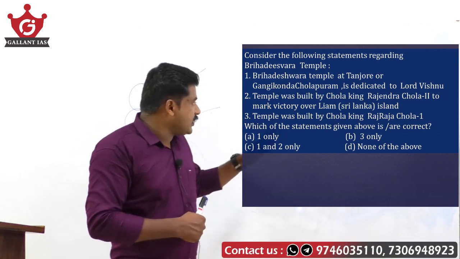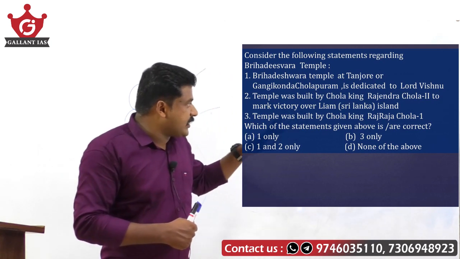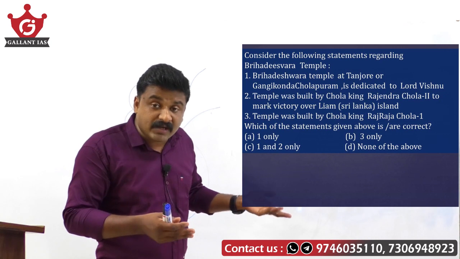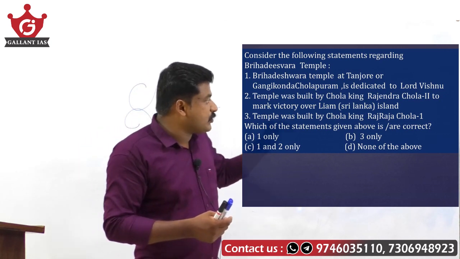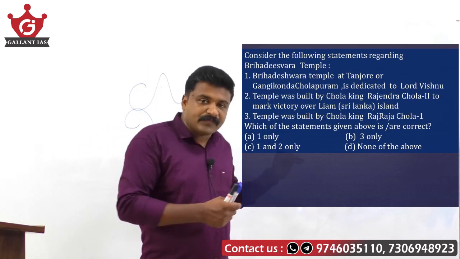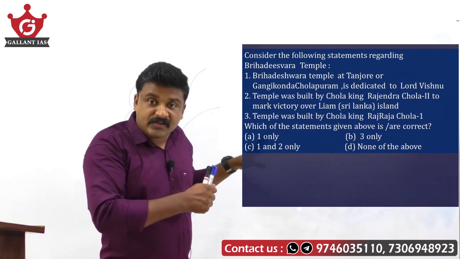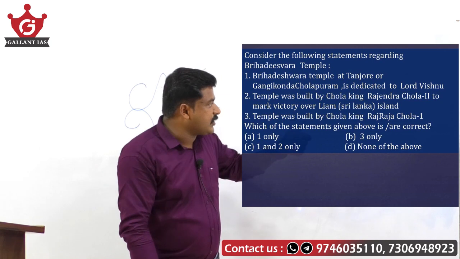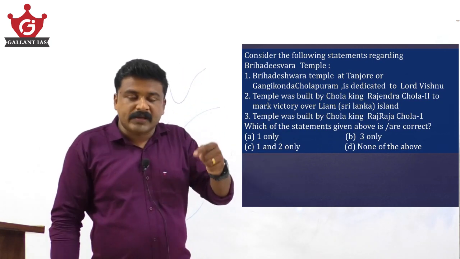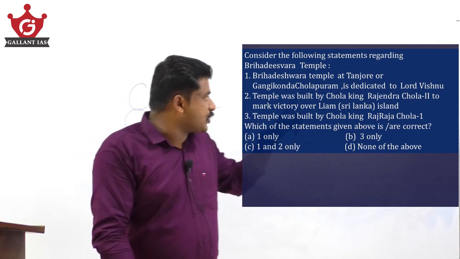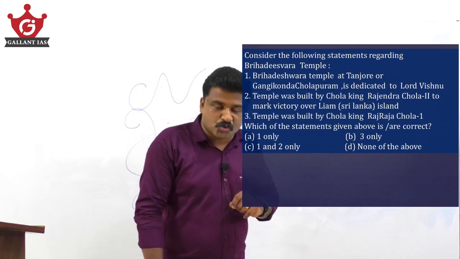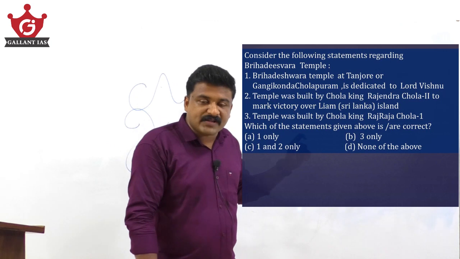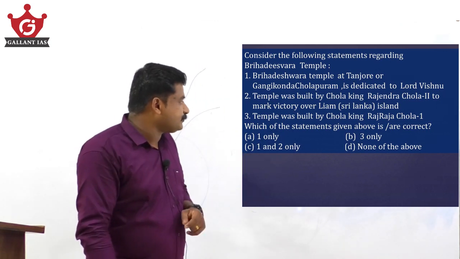Now here, the temple is built by Rajaraja Chola. The third statement is that this was built by Rajaraja Chola. Obviously, it was built by Rajaraja Chola to mark his victory over Lam Island, Sri Lanka, and not by Rajendra Chola. So the temple built by the king Rajendra Chola is wrong. The temple built by Rajaraja Chola to mark his victory over Lam Island, that is true. So 3 only is your answer here.